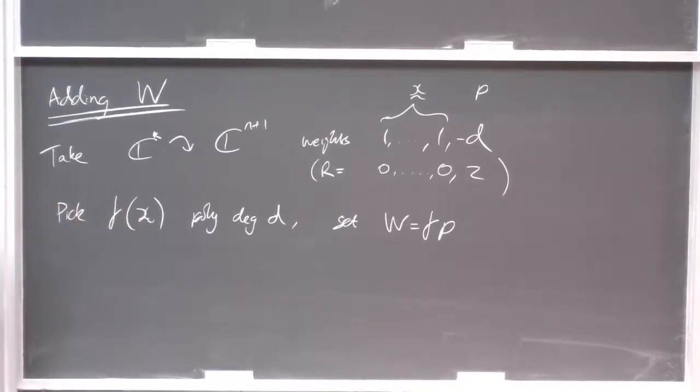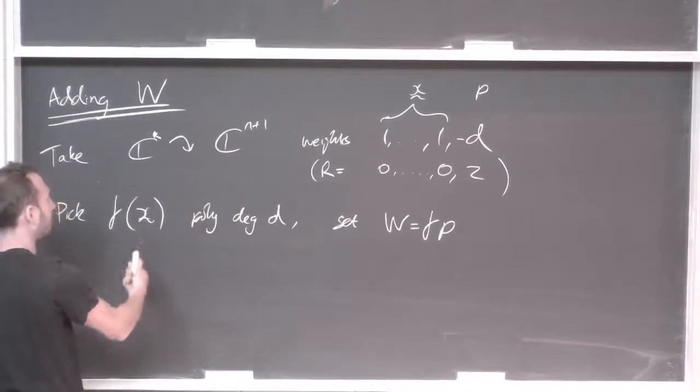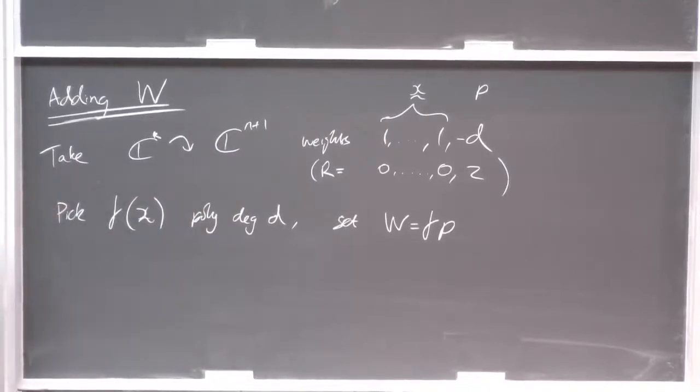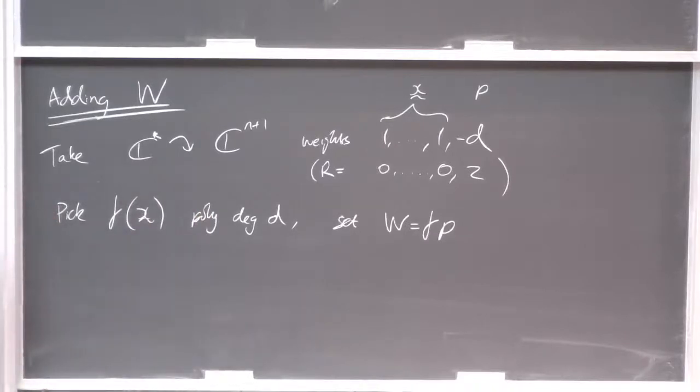So then you can think, if you like, that Cn plus 1 with this W is a sort of stacky version of a Landau-Ginzburg model. Or if you like, it's just some equivariant version of a Landau-Ginzburg model, right? It's a Landau-Ginzburg model which has a C star acting on it, preserving everything you need. Okay?